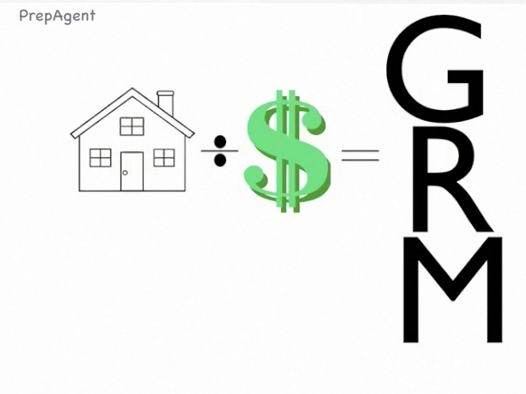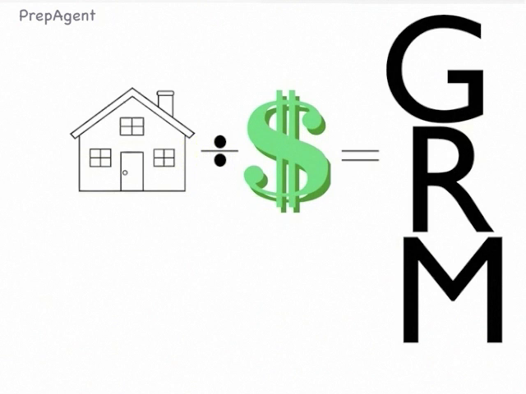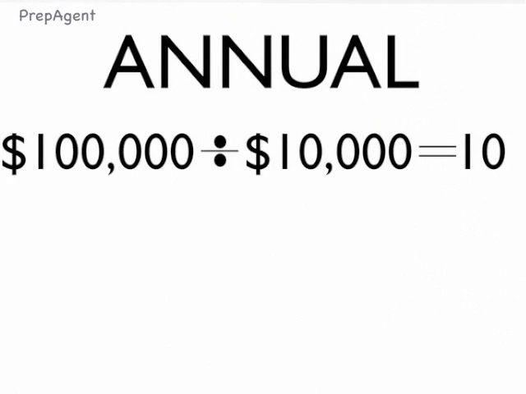The gross rent multiplier can be calculated in annual terms and monthly terms. The annual term is a little more common, so let's first look at that. Let's say you have a property that's worth $100,000, and it brings in $10,000 in rent over the year. $100,000 divided by $10,000 equals 10, which would give you a gross rent multiplier of 10.